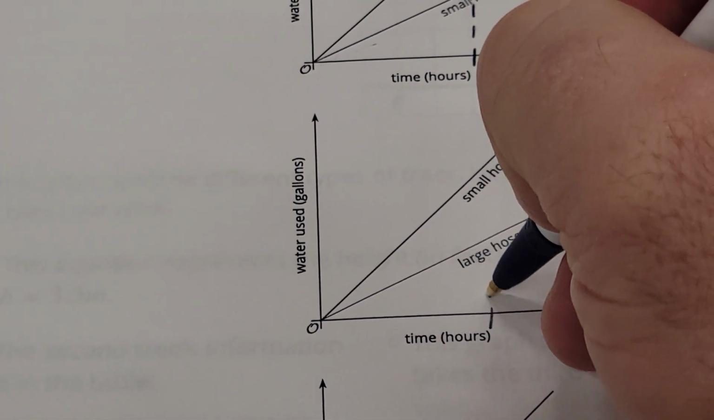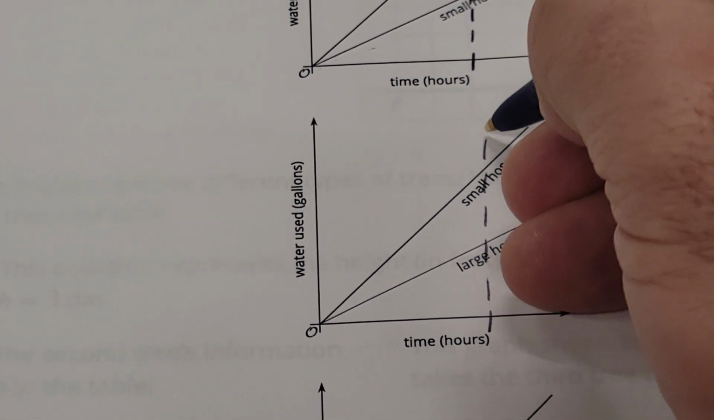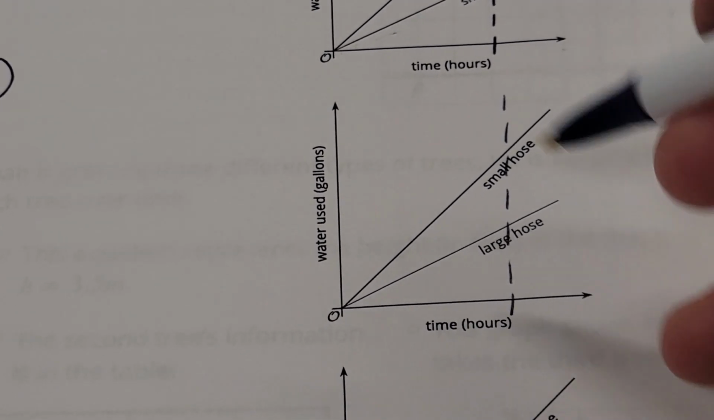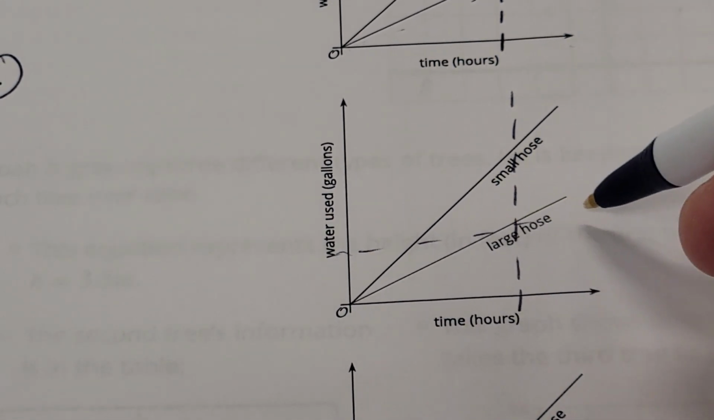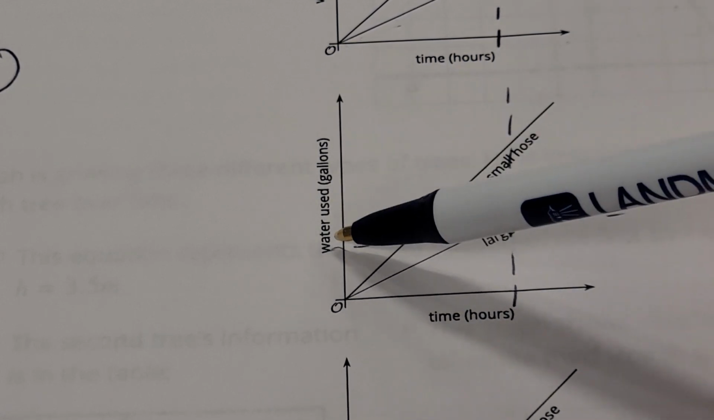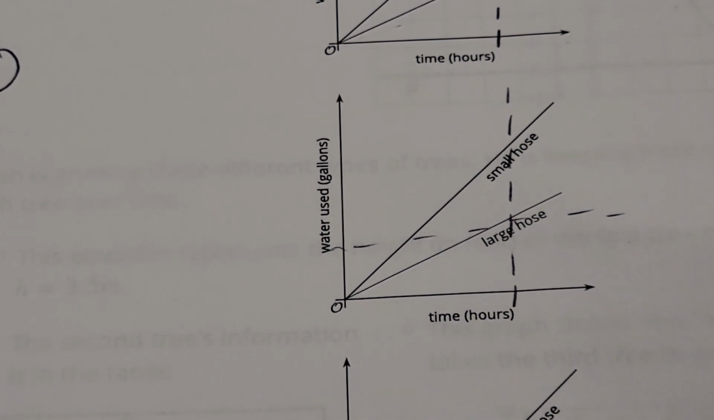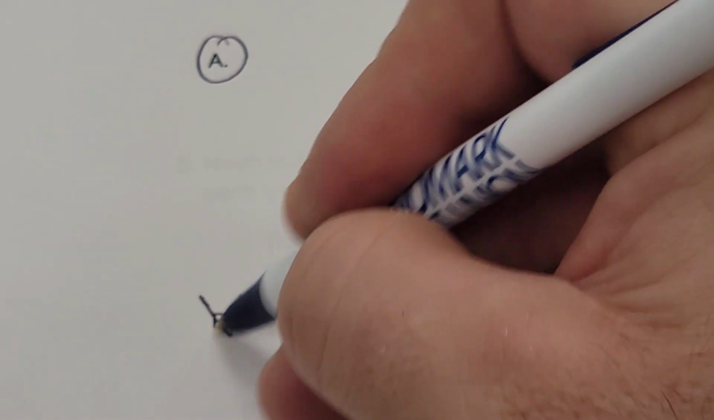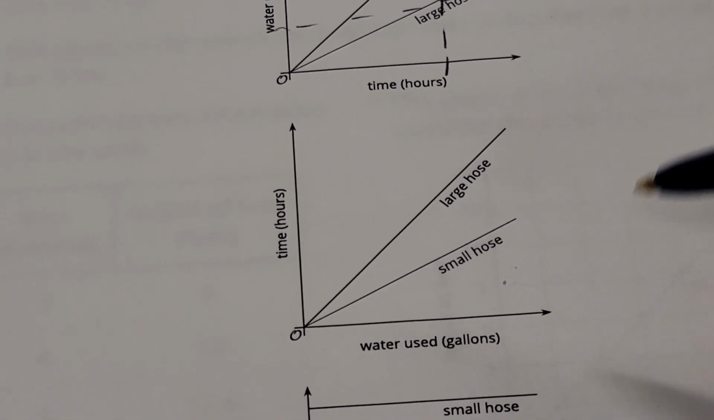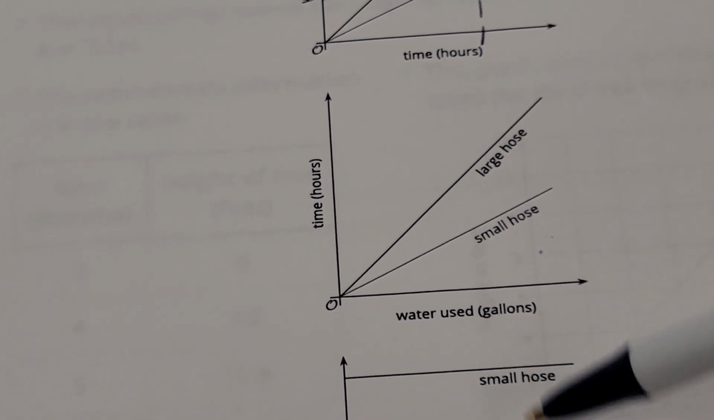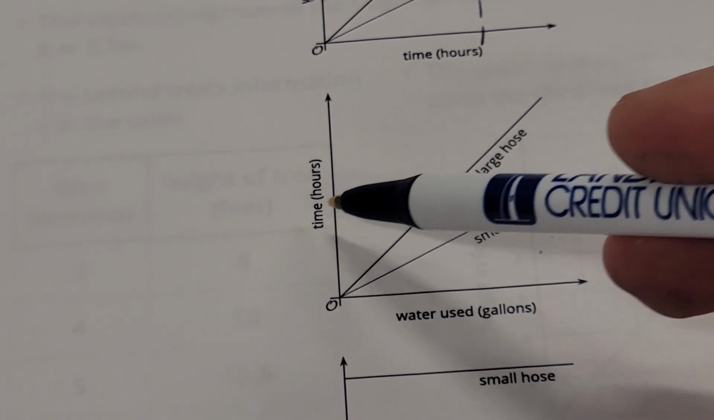Time over hours, again, that's on x, so I'm going to draw a line straight across that. And this is showing me that at that point the large hose is less water and the small hose is more water. So I don't like that scenario. I don't think that's working out. The last 2 have switched the labels.